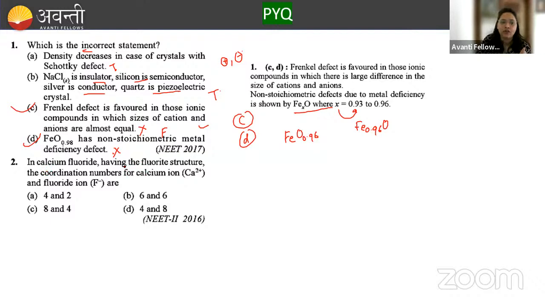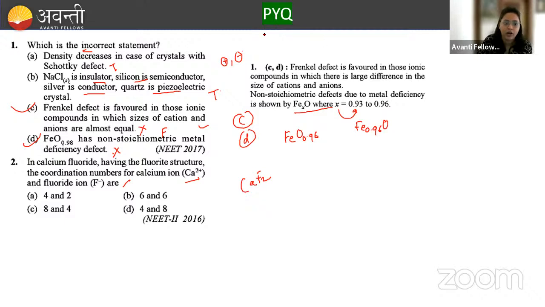Next, in calcium fluoride having the fluorite structure, the coordination number of calcium ion Ca2 plus and fluoride ion is? So we have talked about this CaF2. What is the structure of it? It is having a fluorite structure. And we have talked that here in this structure, Ca2 plus ions are in the FCC. Yeah, can you tell me? C answer, 8 and 4.